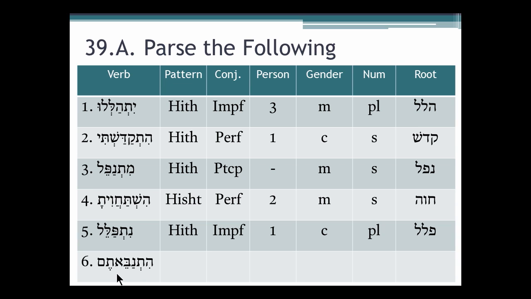Number 6, hithnabetem. Again, tem is a dead giveaway for a perfect suffix, perfect conjugation, second masculine plural. Out front we have hith, so we have a Hithpael perfect, second masculine plural.